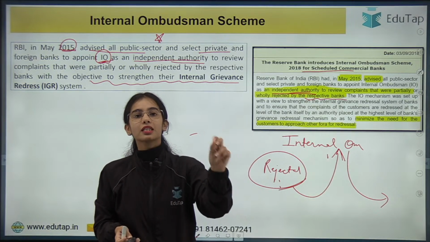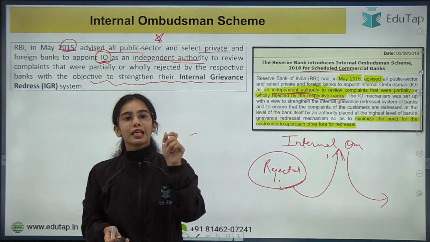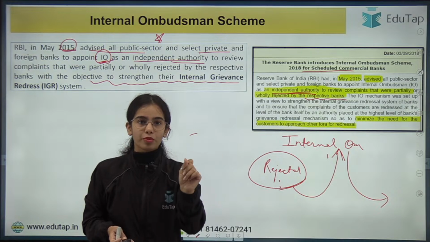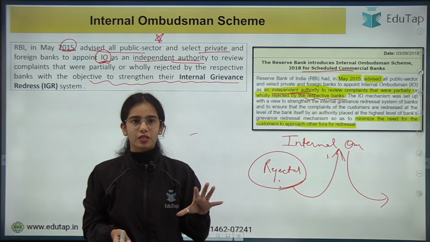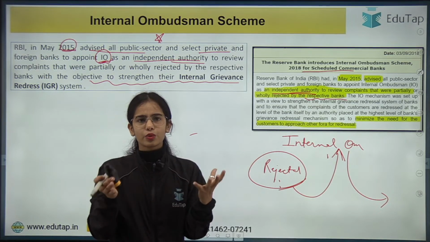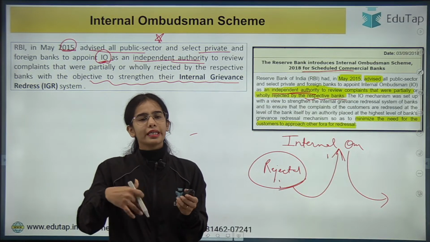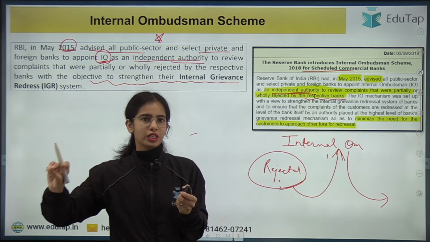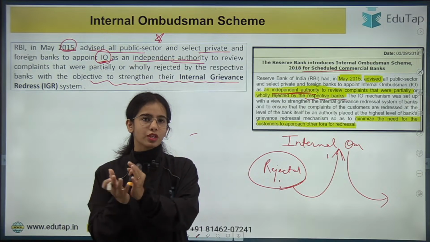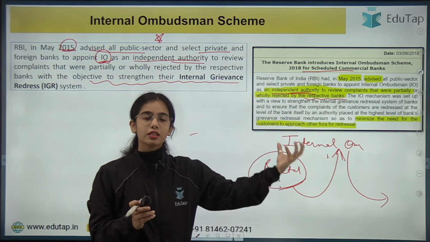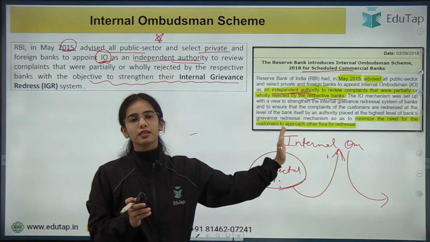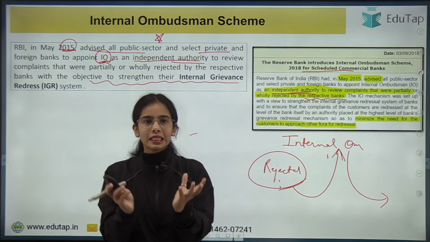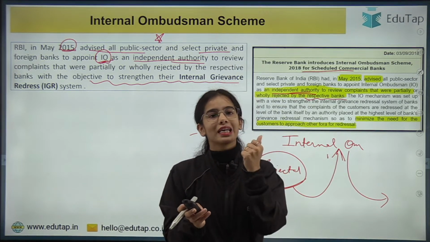Now in 2015 it was just an advice. In 2018 guidelines were released that there should be an internal ombudsman in the respective banks. Okay, that applied to all the scheduled commercial banks having 10 or more branches, excluding the regional rural banks. So for these particular banks it was said that they have to employ the internal ombudsman so that their internal grievance redressal mechanism can be stronger.